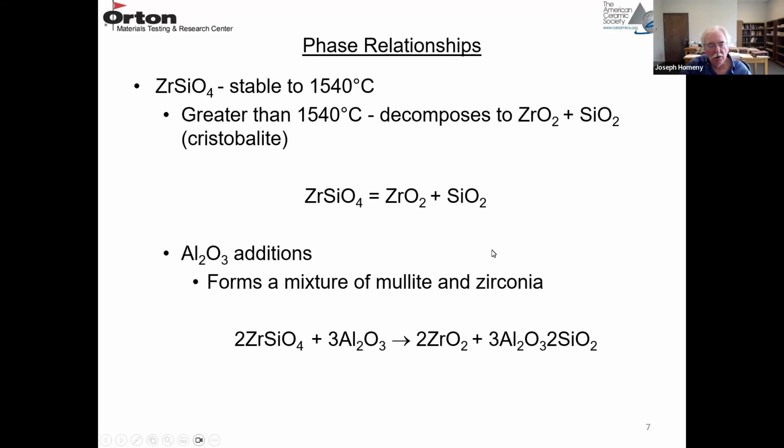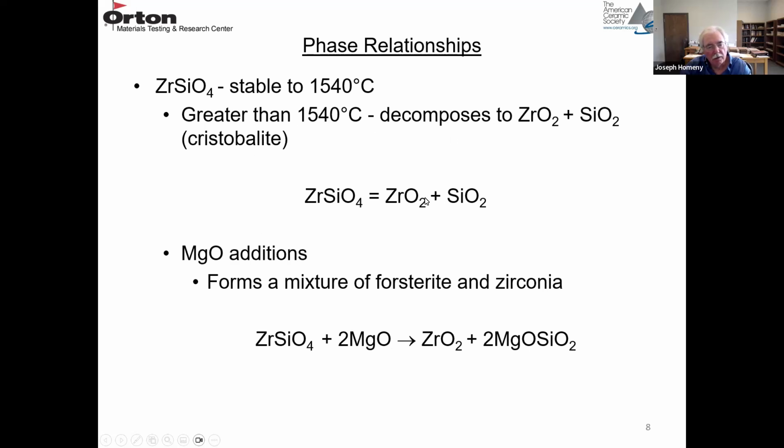So there's a couple things you can do here to make this a useful refractory. You can add alumina, Al2O3. So now you have zircon plus alumina. If you heat it to temperatures higher than 1540 degrees C, you're going to end up with zirconia, ZrO2, and then our alumina silicate compound mullite, 3Al2O3·2SiO2. So you can add enough alumina to react with the silica that forms and end up with zirconia and mullite.